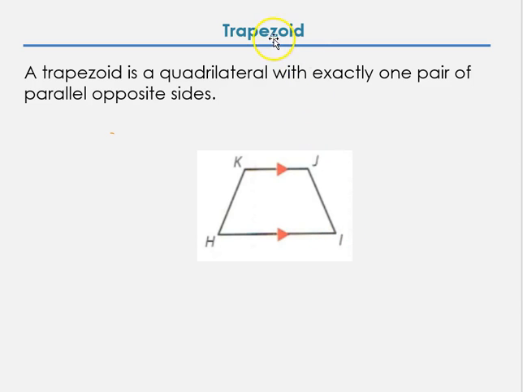Our last shape is the trapezoid. The trapezoid is a quadrilateral. It is not a parallelogram. It only has one pair of parallel opposite sides. So a trapezoid has one pair of parallel opposite sides. The other sides will not be parallel and do not have to be congruent.